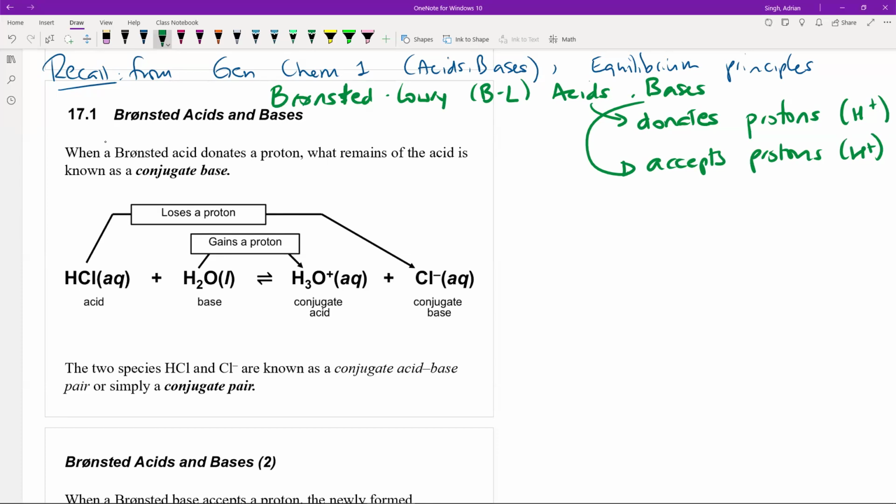Now, when that process happens, when something donates a proton, something else needs to be accepting the proton or donating the proton. So there's a terminology that we use to identify both members of that pair, and it's called a conjugate acid-base pair.